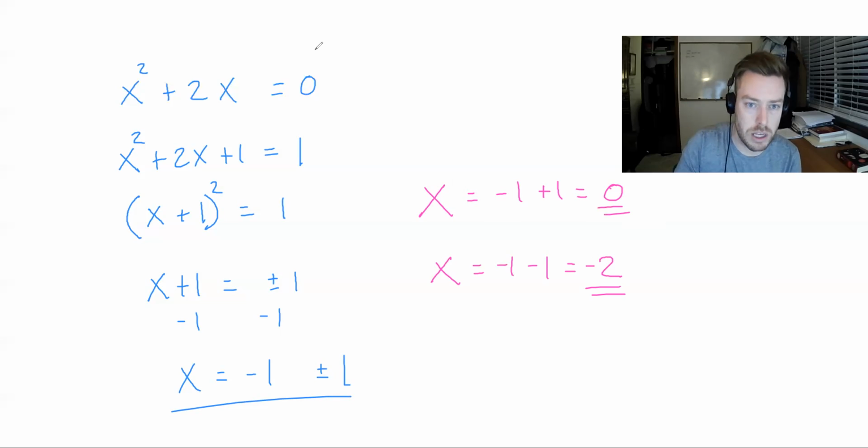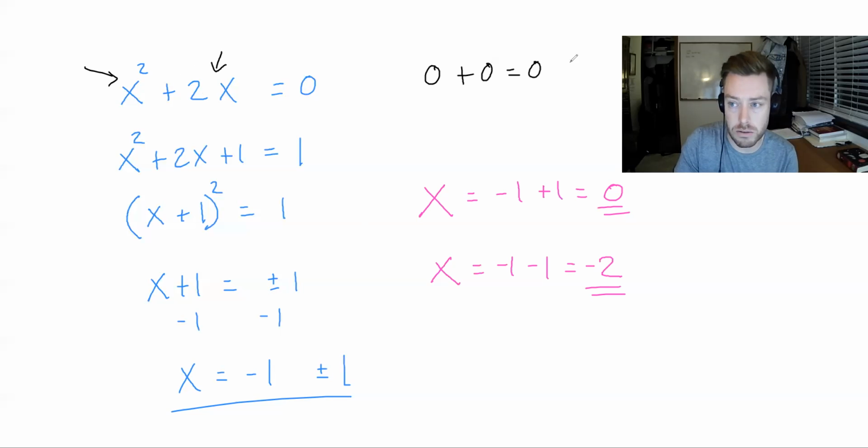If these two things are our solutions, we should be able to put them back into the equation and get 0. So if x is 0, that means the first term is 0. The second term is 0. So 0 plus 0 is equal to 0. Checks out, right? Cool. So what about the second one?